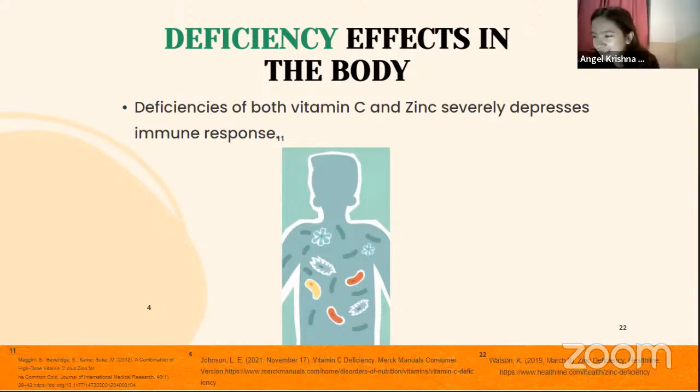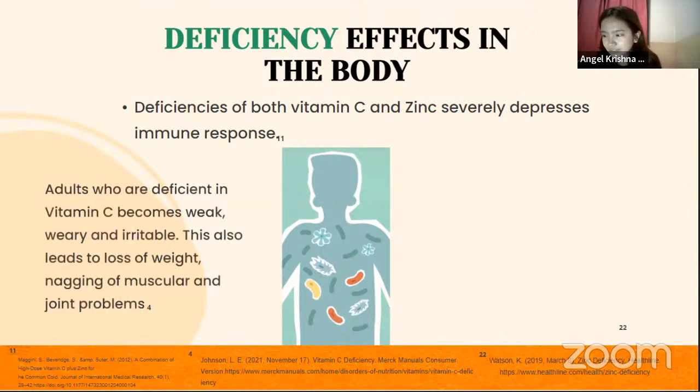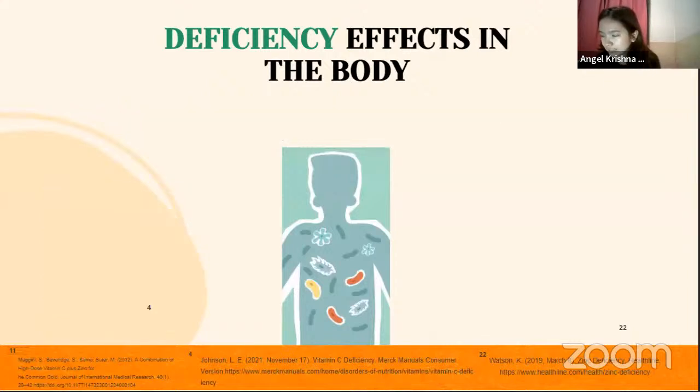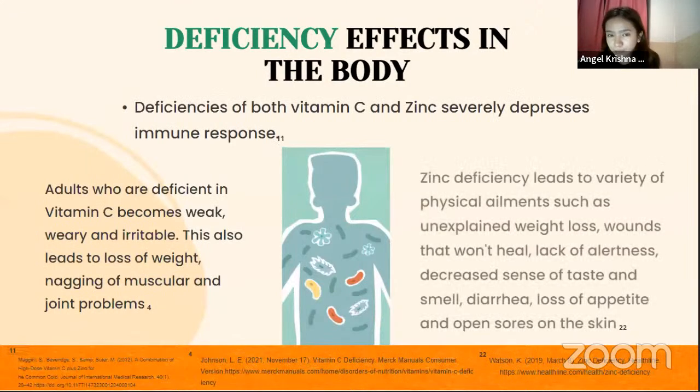Effects of vitamin deficiency in the body. Vitamin C and zinc play an important role in providing adequate nutrition and immune defense. Deficiencies of both vitamin C and zinc severely depress immune responses. Vitamin C deficiency occurs from a diet that is low in vitamins and minerals. Not eating fruits and vegetables causes deficiency in the body. Adults who are deficient become weak, weary, and irritable. This also leads to weight loss, nagging muscular and joint problems.